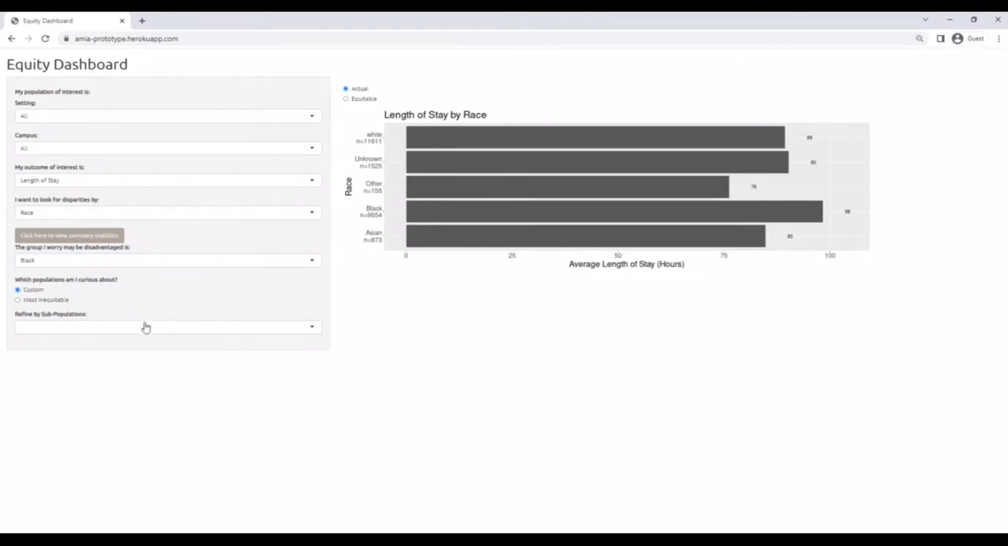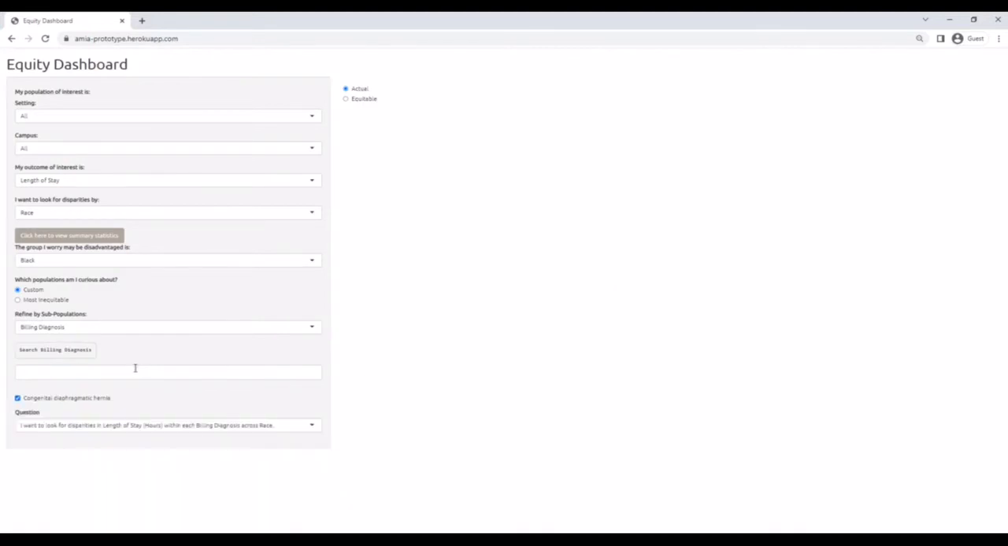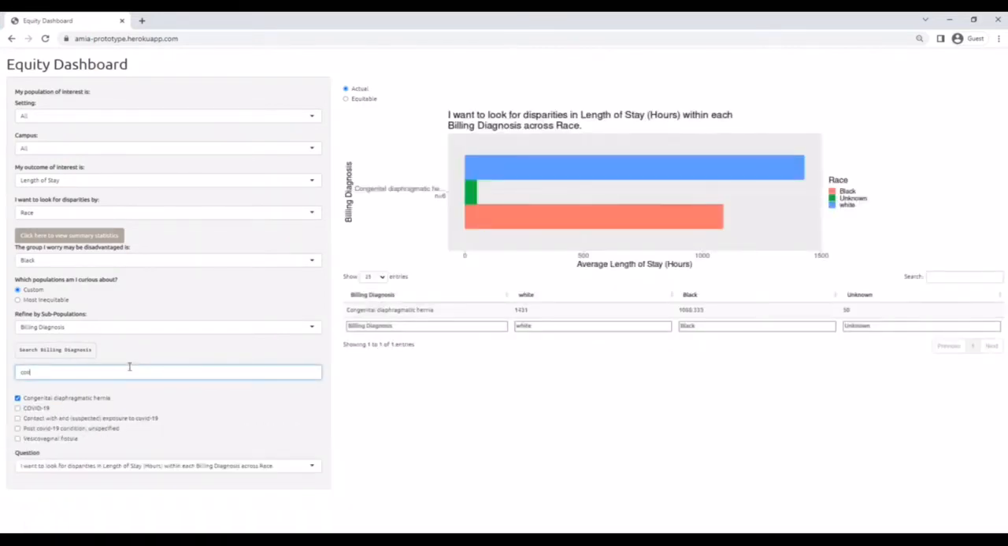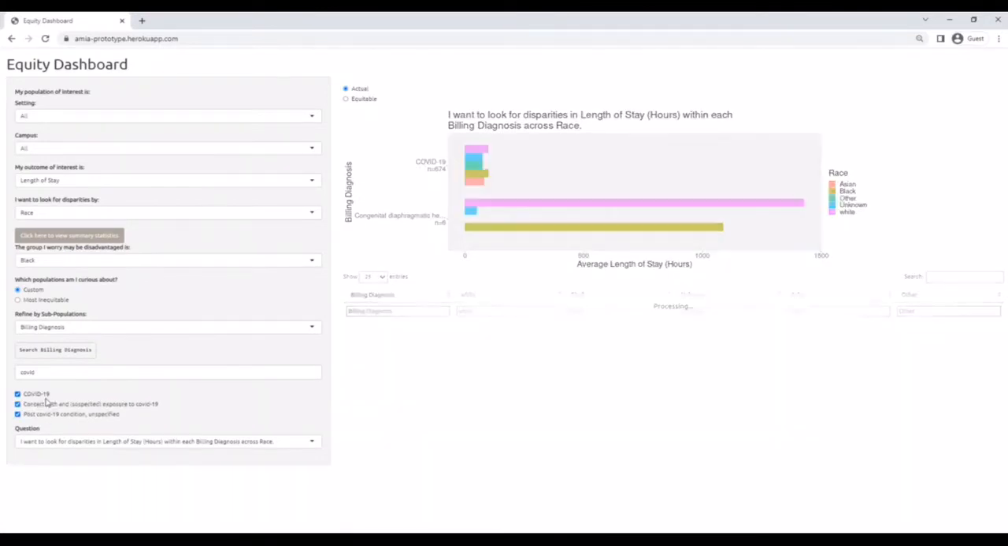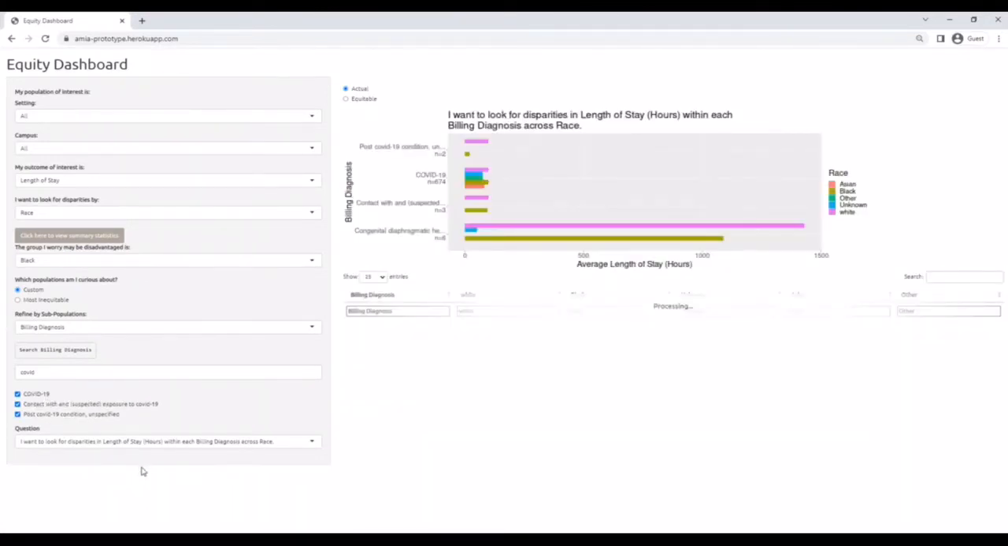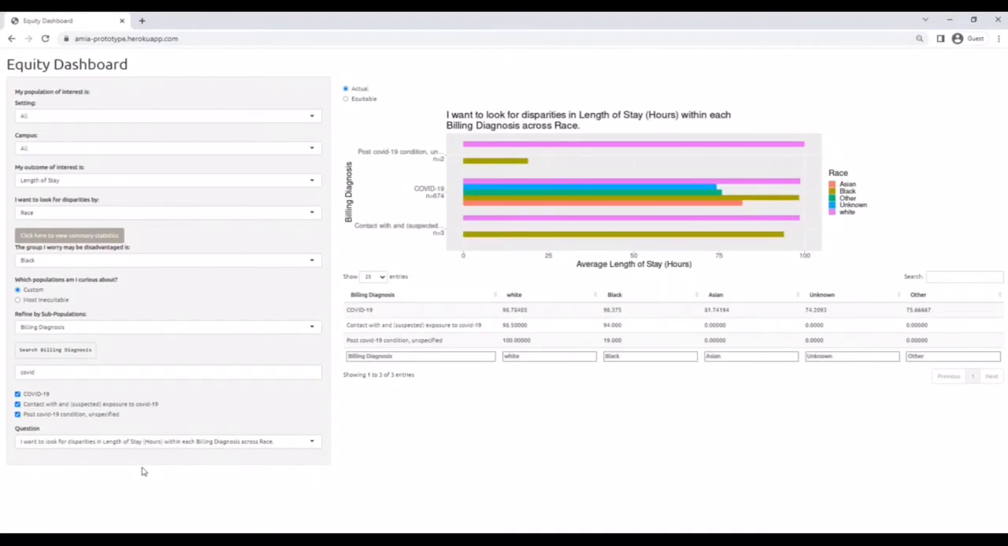We also might want to figure out which subpopulations contribute the most to our disparity, which could influence where we decide to focus and budget our resources. For example, existing research has shown disparities in COVID-19 outcomes by race, so we might think to start there. Once we enter this information, the first graph again provides us with average length of stay for each race, but this time separated by billing diagnoses, which we selected as our subpopulation.